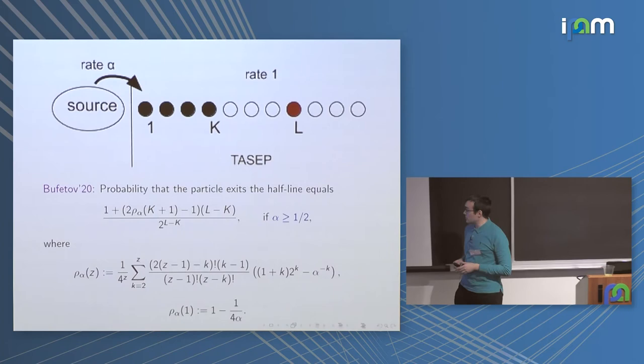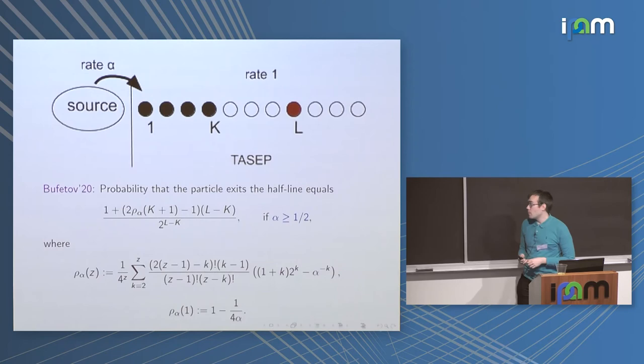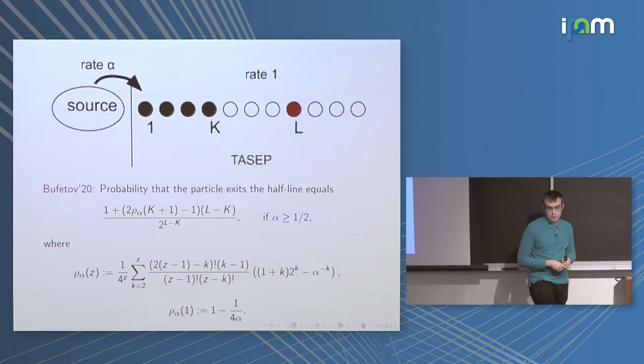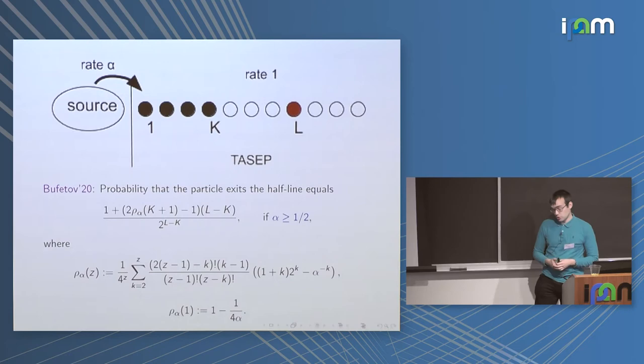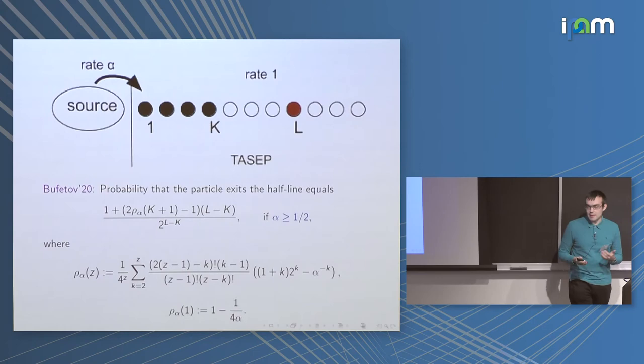So I presented three results about second class particles, which I think are non-trivial, but they somehow all follow from a certain algebraic construction. And in the second half of the talk, I will present this algebraic construction. The point is that all these expressions are somehow present in the literature as answers, but as answers to seemingly quite different problems.